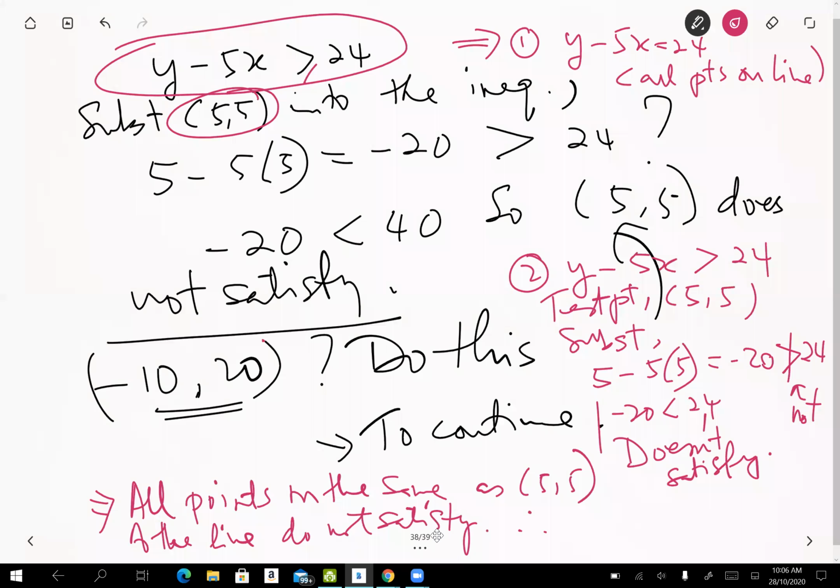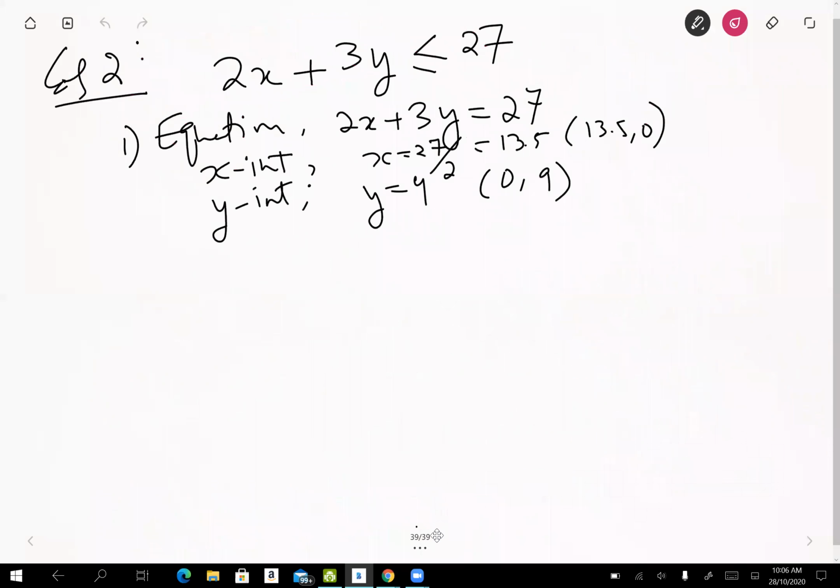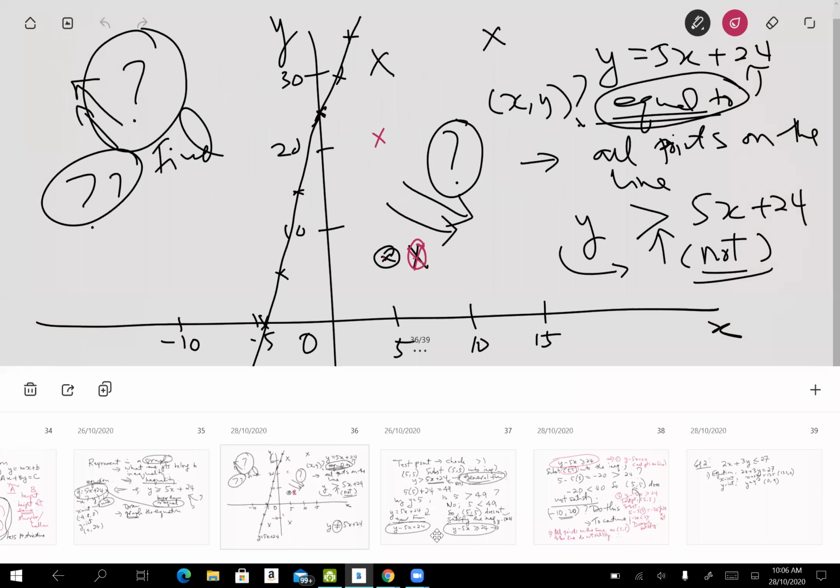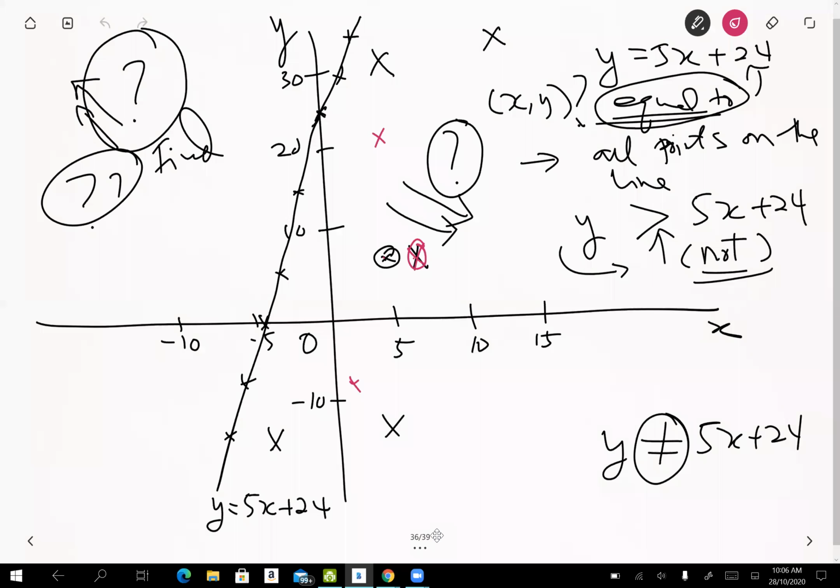Therefore, you test. What point do we need to test? Which point? Now, all the points on the same side as 5, 5 are already out because they will not satisfy. So which point do we need to test now? You need to test what point? The point on the left side, at the left side of the graph.